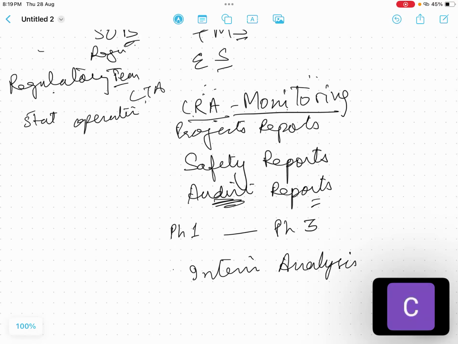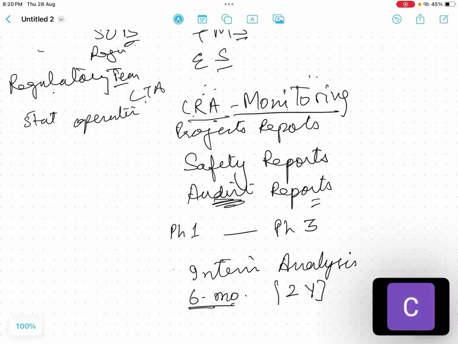Suppose, for example, you have done a 6-month study. 6 months is already done. You may have to do a trial for 2 years. 6 months has passed, and it is written in the protocol. The moment 6 months is done, we will be doing the interim analysis.